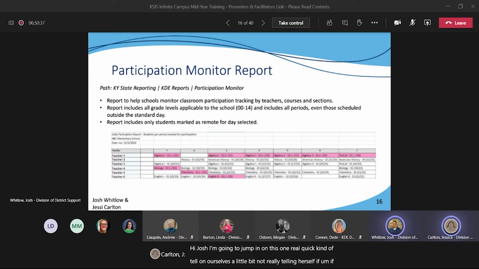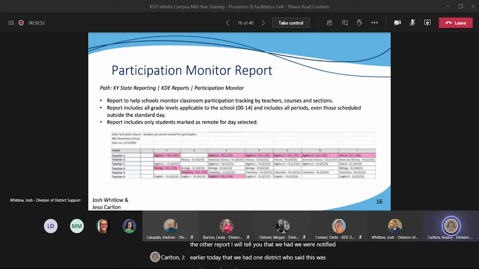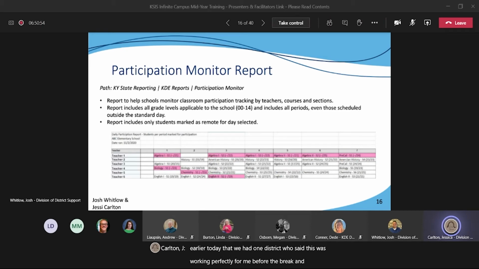If we have people out there who are saying, ooh, I'd like to see this participation monitor report, I'm going to look at it right now. Remember, you have to have access to it, like Josh said about the other reports. I will tell you that we were notified earlier today that we had one district who said this was working perfectly for me before the break, and it won't return for me today. So we are troubleshooting that a little bit.